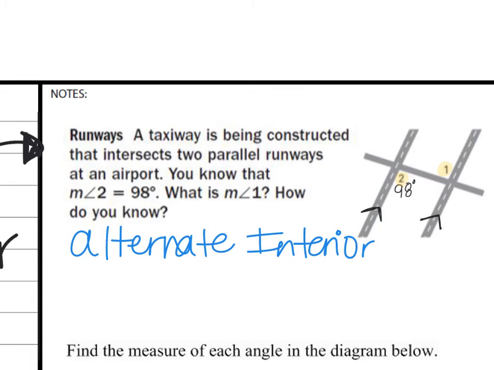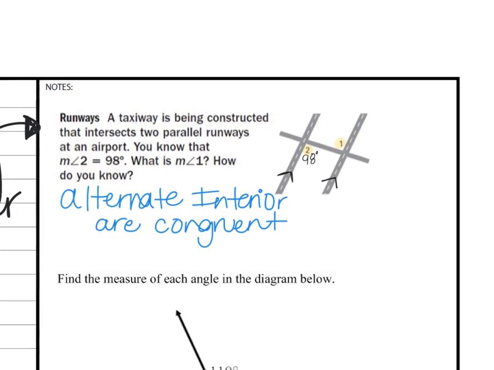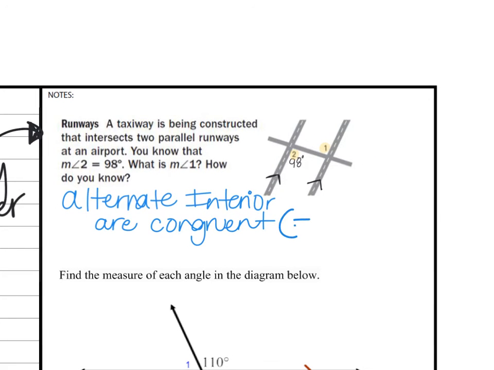Think back to what we just wrote down. Our alternate interior angles, just think in your head, are they congruent or are they supplementary? They're congruent, which means they are the same size and shape, but also we talked about yesterday how they are equal in measure.